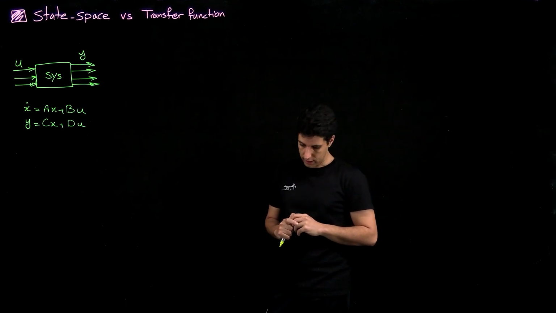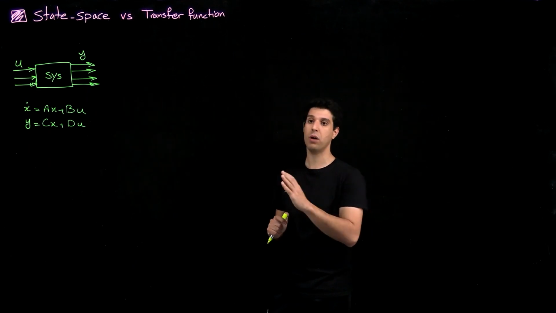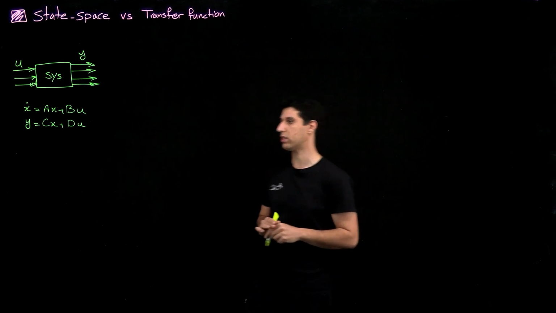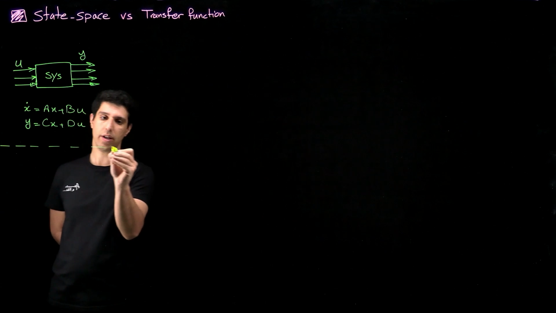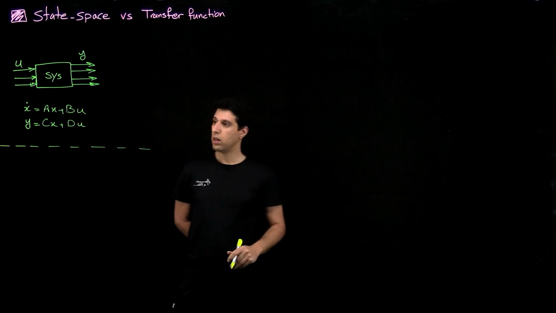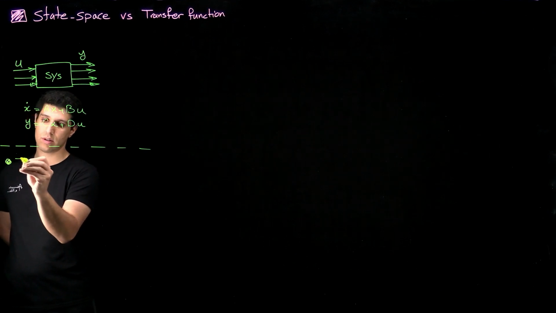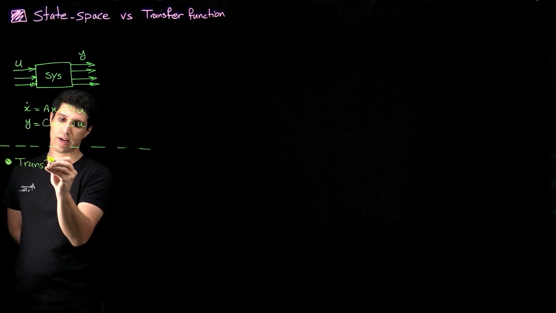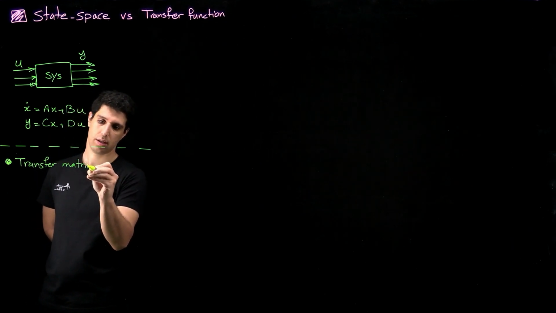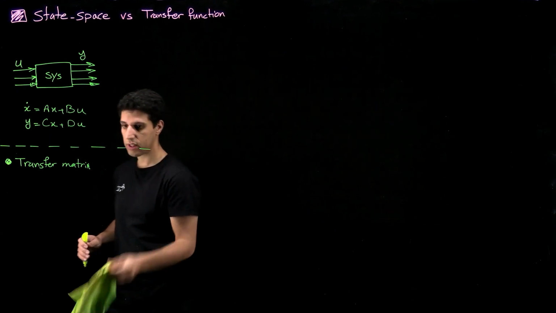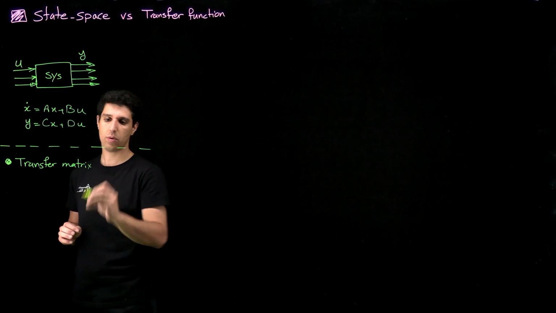So let's start by going from state space to transfer function. That one is easier and more readily we can find answers to. And let's introduce a concept called transfer matrix, which is a matrix of transfer functions. Let's see how that works.